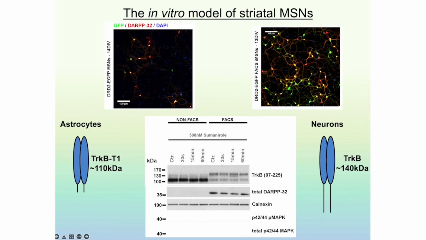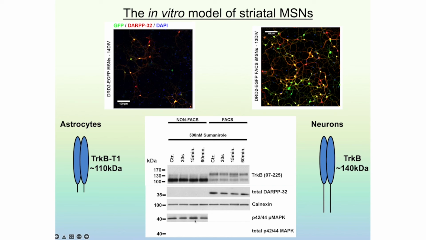And finally, to see functional effects, we stimulated those cultures with the dopamine receptor 2 agonist sumanirole, because we wanted to know if there are effects on BDNF TrkB interaction after activating dopamine receptor 2. So we had to ensure that our agonist indeed activates dopamine receptor 2, and it was published before that this activation will increase phospho-MAP kinase between 30 seconds and 15 minutes, which is barely visible in non-sorted cultures.